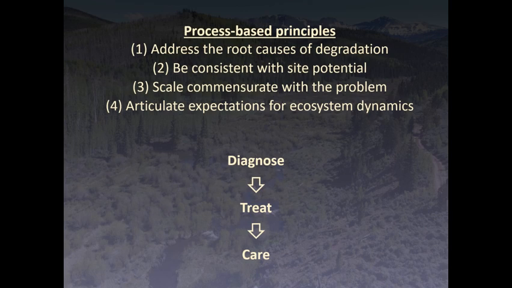Diagnosing cause of impairment focuses us on the root cause of degradation. Treatments should address these causes and be consistent with site potential to enable recovery at a scale that can be sustained. Depending on the response of the system, care focuses us on the next steps of the recovery process. But it is this last principle where I think these words can be most meaningful. Together, diagnose, treat, care imply the expectation of ecosystem dynamics. Clear communication of desired outcomes of restoration efforts may be the most valuable piece of this entire puzzle.